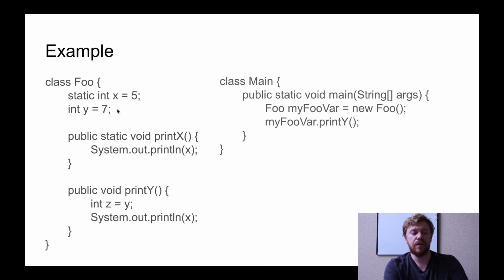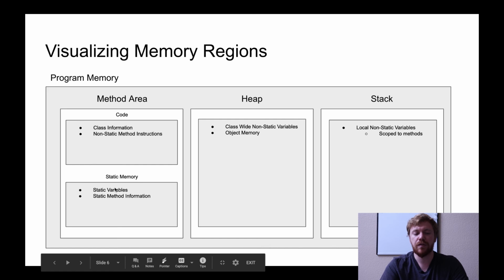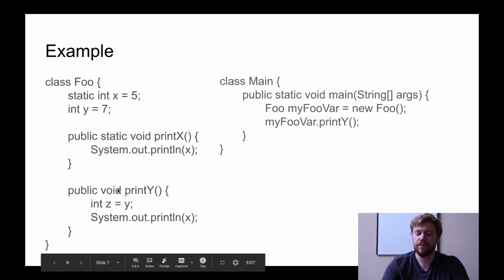Note that the fact that a variable y exists will get saved in the code region, but the actual variable itself will not get saved in the code region. The static methods are also not getting saved into the code region. The static variable and the static methods, printX, and in this case main, are going to get saved in the static memory subregion of the method area.